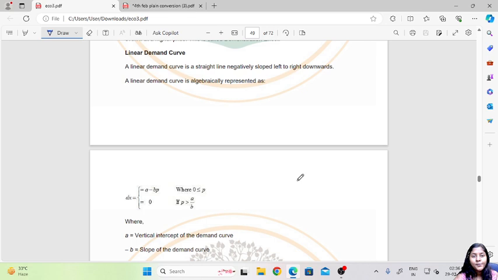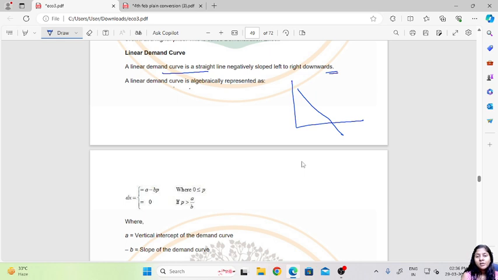linear demand curve. What do we mean by a linear demand curve? A linear demand curve is a straight line, and it is negatively sloped from left to right downwards. So if we draw like this, it is negatively sloped from left to right, and it goes downwards. So a linear demand curve is a straight line negatively sloped, left to right downwards.